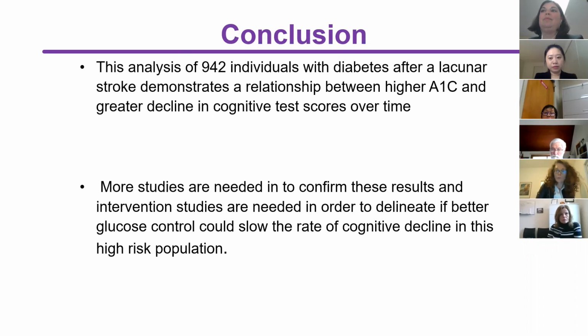So to conclude, we have shown in this analysis that in individuals with diabetes and lacunar infarct, there is a relationship between higher A1C and a greater decline in cognitive test scores over time. More studies are needed in order to confirm these results, and intervention studies are needed in order to delineate if better glucose control could slow the rate of cognitive decline in this high-risk population. Thank you.